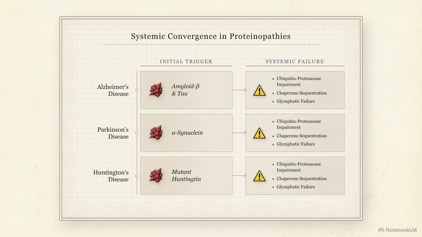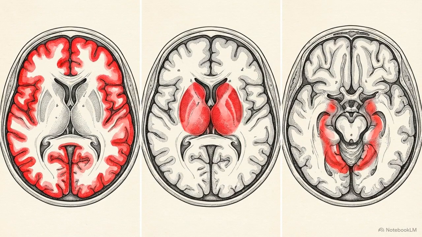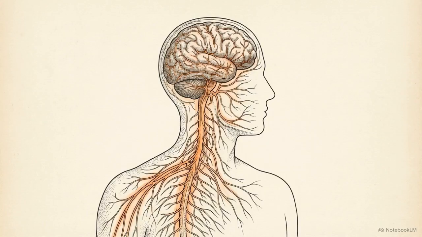Alzheimer's, Parkinson's, and Huntington's diseases share a convergent mechanism of network failure. While each features different hallmark proteins, amyloid, synuclein, and huntingtin, they all exhibit similar patterns of ubiquitin proteasome impairment, chaperone sequestration, and eventual glymphatic failure. The precise identity of the misfolded protein dictates the specific symptoms, but the underlying pathology remains the systemic, transcellular paralysis of the body's entire waste management architecture.